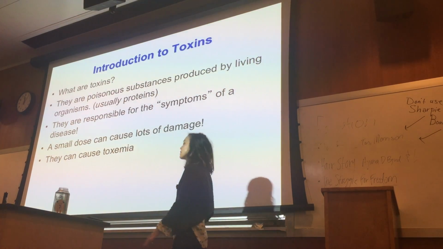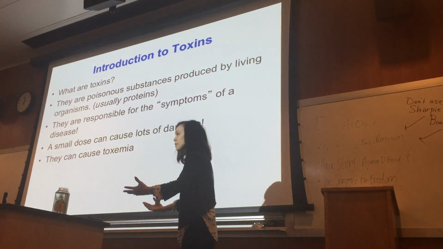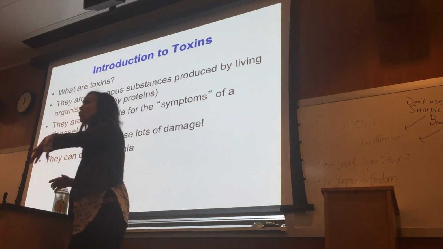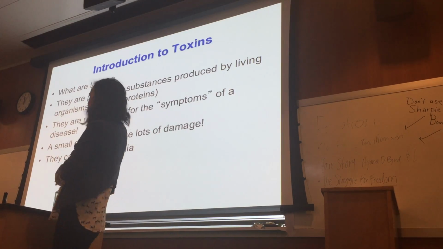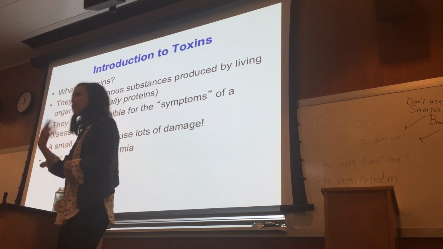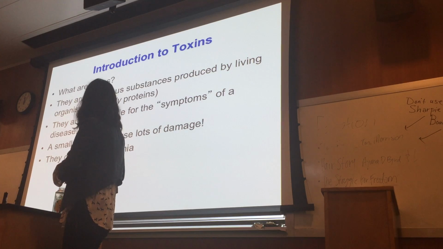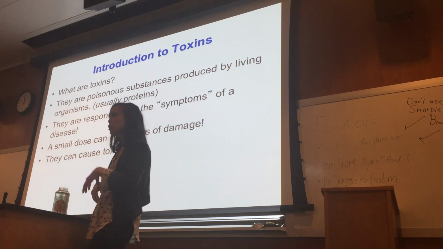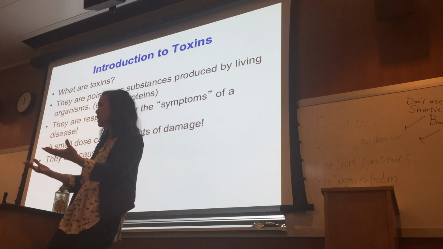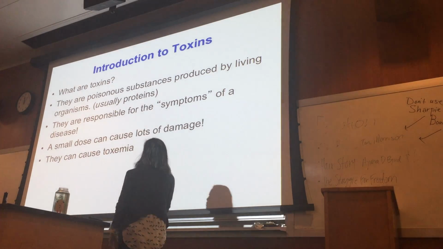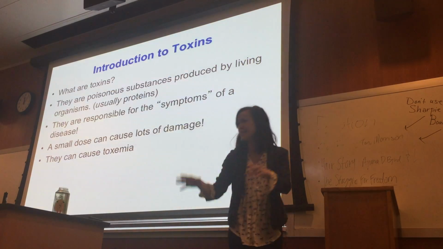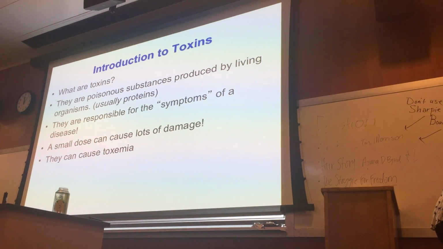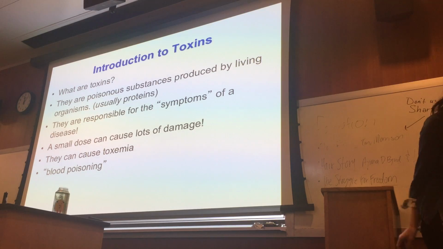So what makes these toxins really bad is they can travel through your blood. So let's say you get sick with E. coli and it's sitting in your gut. You have all this diarrhea. The toxin that's hanging out in your gut doesn't necessarily have to stay in your gut. It can become blood-borne and it can travel throughout your body. So it doesn't have to stay. And we call that blood poisoning.